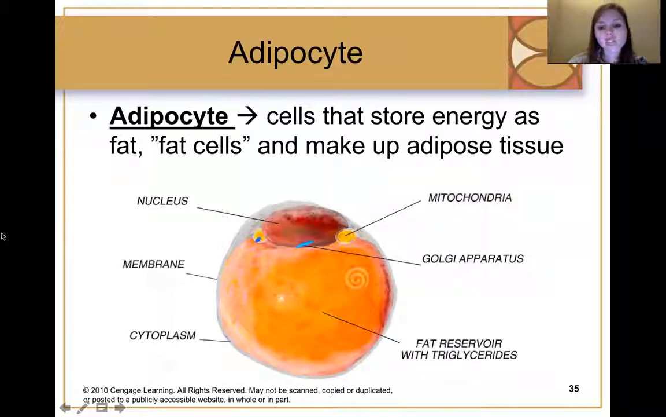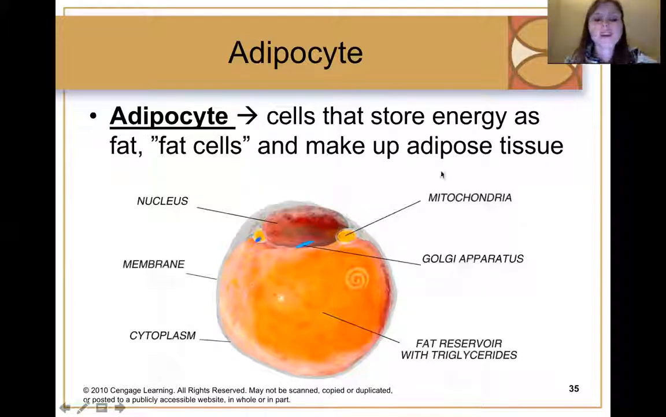So just so you can see a little bit more what adipose tissue cells look like. Adipocyte is the term for the cells that store energy as fat, or the fat cells. These cells make up adipose tissue. So remember in the beginning, we talked about how cells make up all the organs. In each organ, the cells that are associated with that organ have their own name. So adipocytes are the cells associated with adipose tissue. Adipo, kind of easy to remember.